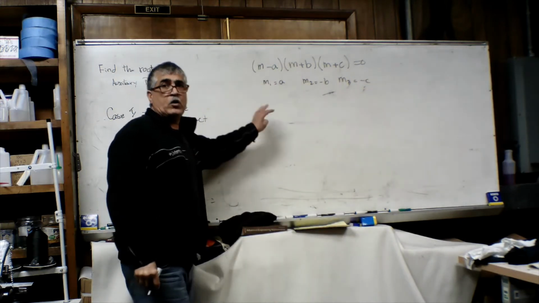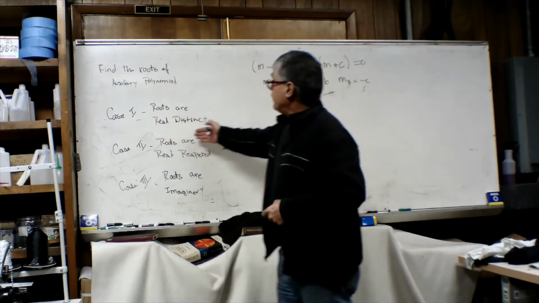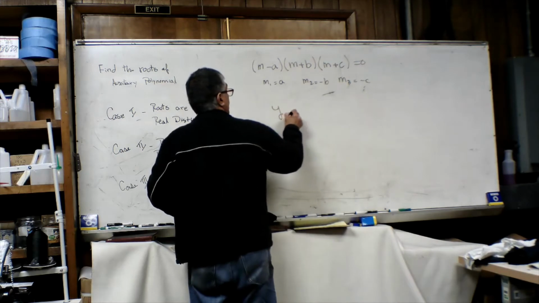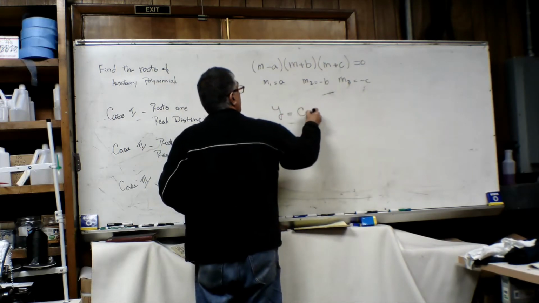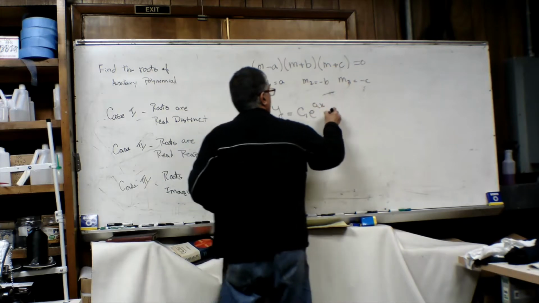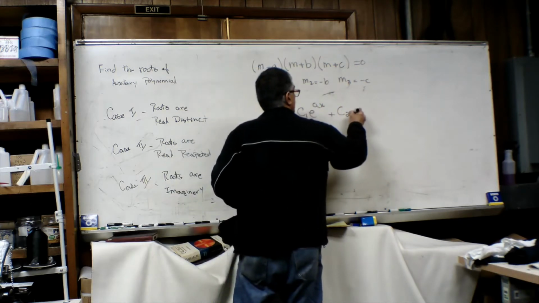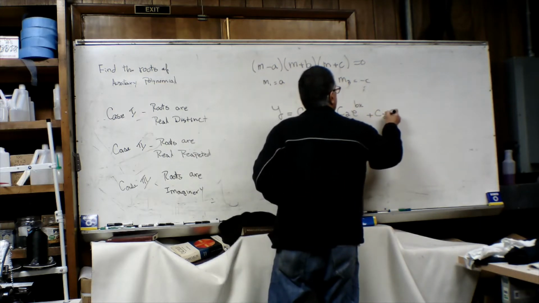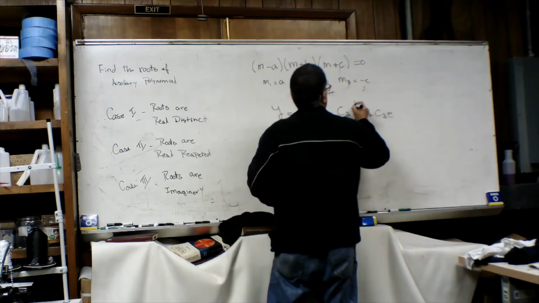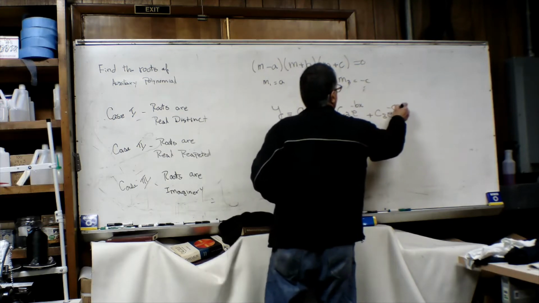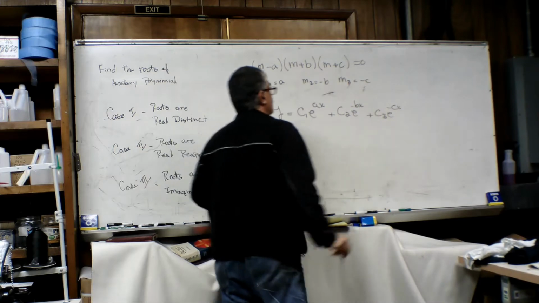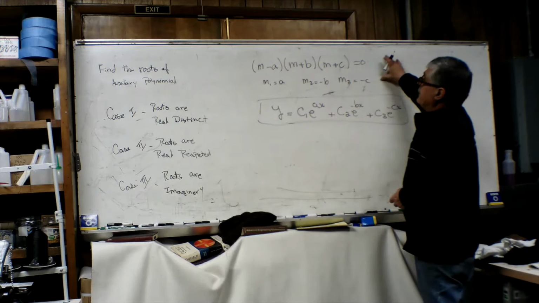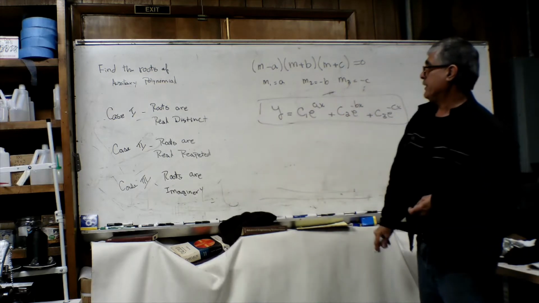So the general solution for this case, when the roots are real and distinct, is y equal to c1 e to power ax plus c2 e to power bx plus c3 e to power minus cx. This is minus bx. So this will be the solution for this case, when the roots are real and distinct.